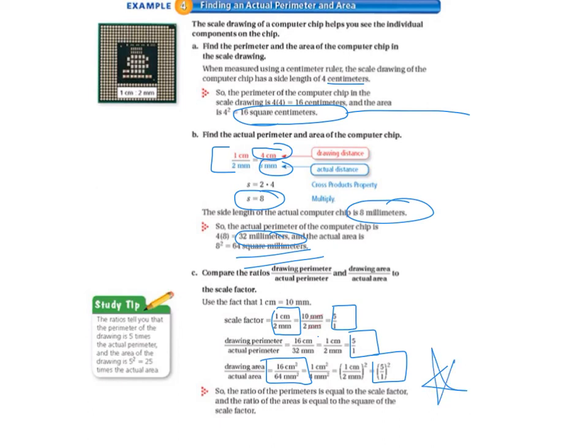If you're a little lost on this one, that's okay. We can go over it again in class tomorrow. Let's look at the study tip. The ratios tell you that the perimeter of the drawing is 5 times the actual perimeter, and the area of the drawing is 5 squared, which equals 25 times the actual area.